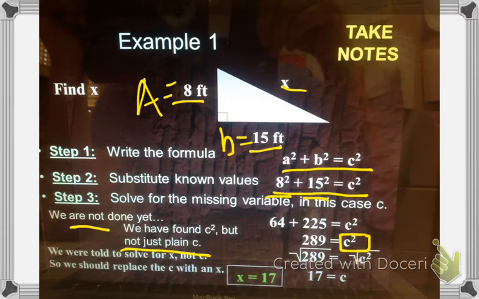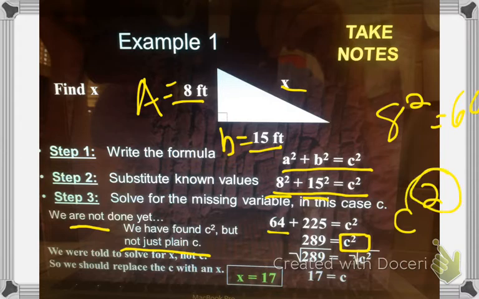Well, that little square means c squared, just like how when it was 8 squared, it wasn't just 8, it was 8 squared, which is that 64, which is what we put down here. So in order to get rid of that square, we've got to take what is called the square root. And that's what's going on right here.